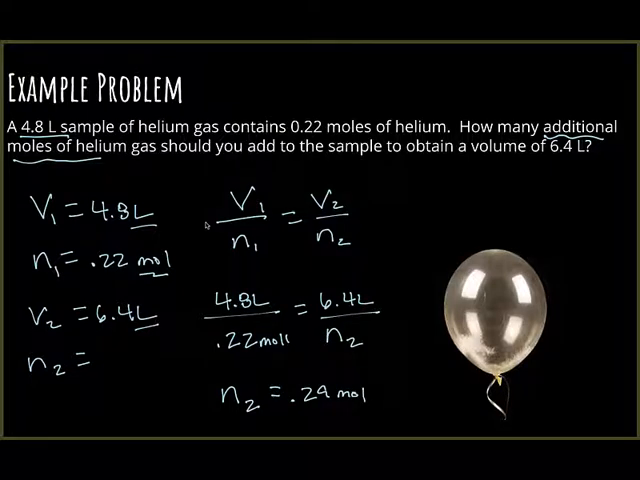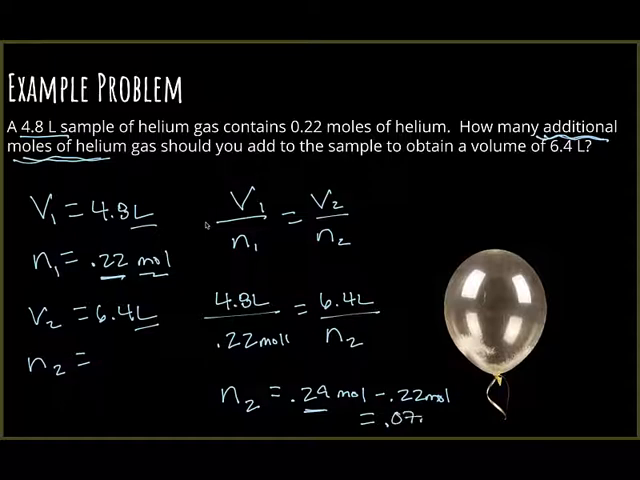So that's the new number of moles, but I have to be careful with these because this particular one says how many additional moles need to be added. So if I started with 0.22 and I need 0.29, if I subtract that original, then I would need 0.07 moles added. You're not always going to have to do that, but just like we learned in the last unit, you have to read very carefully to see what it's asking for. Same thing will apply in this chapter and this unit as well.